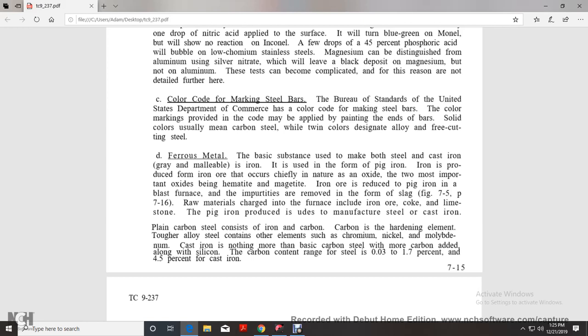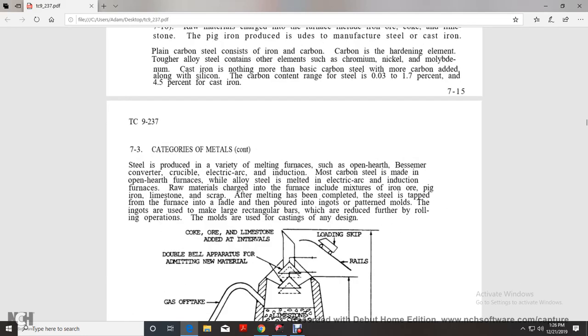Figure 7.5, page 7.16. Raw materials charged into the furnace include iron ore, coke, and limestone. The pig iron produced is used for manufacturing steel and cast iron. Plain carbon steel consists of iron and carbon, the carbon being the hardening element. Alloy steel contains elements such as chromium, nickel, and molybdenum. Cast iron is basically carbon steel with more carbon added along with silicon, so the carbon content ranges from 1.7% to 4.5% in cast iron.